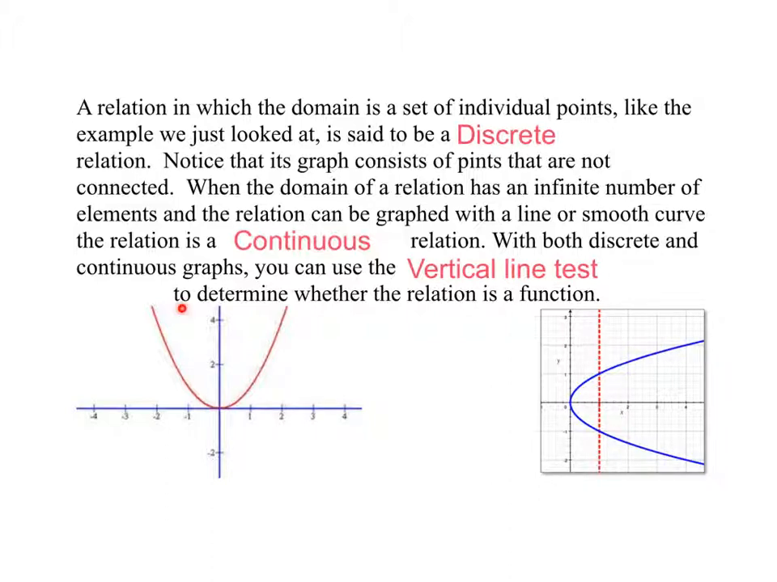So we want to make sure that anywhere we draw a vertical line on these graphs, we're going to see if it hits more than one spot. On this one, you can't draw a vertical line in any area and hit more than one point. So we know that the first graph is going to be a function. However, on the second graph, we can see that this vertical line hits here and here, so we know that the example 2 is not going to be a function.